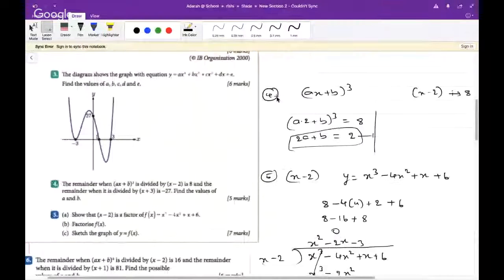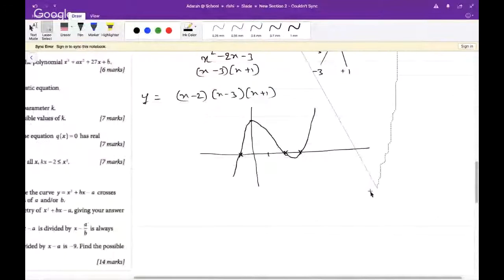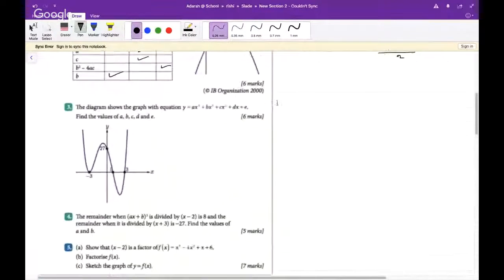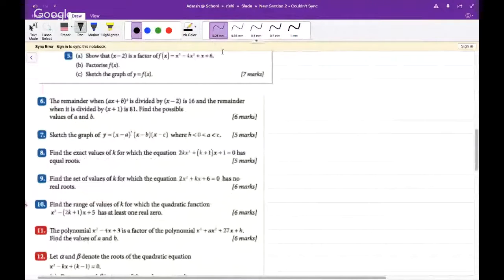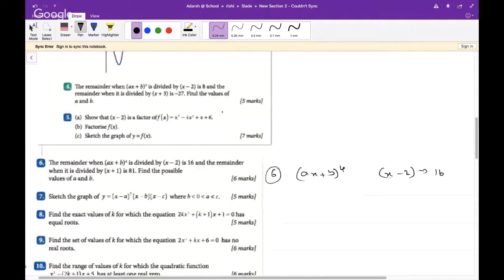Let us continue from the sixth question. So now we have the sixth question, which says the remainder of (ax plus b) whole to the power 4 when divided by x minus 2 is 16. So the remainder is 16, and when it is divided by x plus 1, the remainder is 81. The same way how we did the previous fourth question, we have to do the same way.